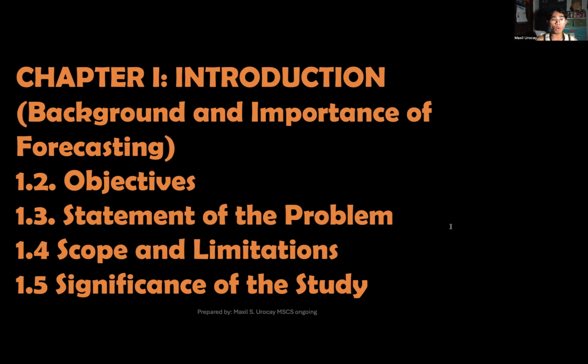And 1.4, the scope and limitation. Since this is not present in your data structures and algorithm, here you have to define the boundaries of your research. You have to include the specific aspect of the topic that you will focus on, and what are those specific constraints or limitations that might affect your study, such as data availability or it could be a time limitation, something like that.